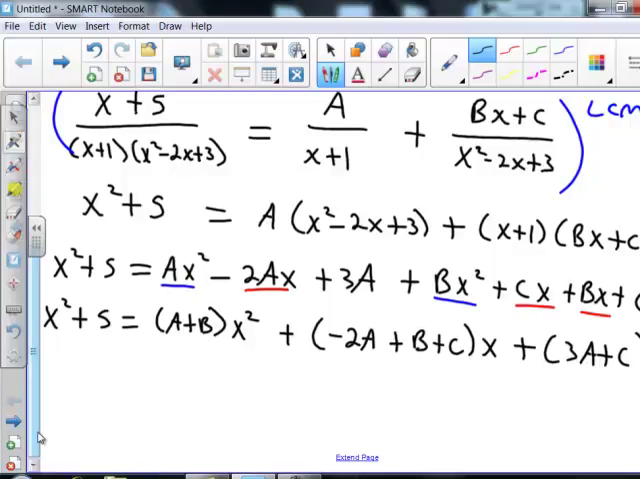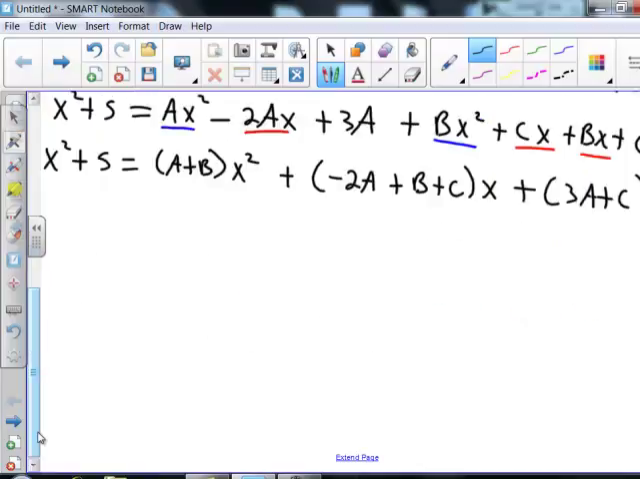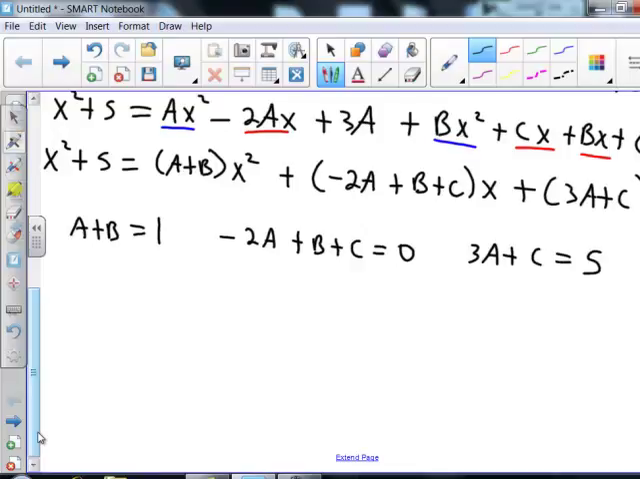Alright, so that tells me that a plus b has got to be equal to 1, because on the left-hand side the coefficient in front of x squared is 1. I have no x, so negative 2a plus b plus c has got to be equal to 0. And I know that 3a plus c has got to be equal to 5. Now, how you proceed from here is your choice. You can take any one of those and start rearranging. But I'm going to do this: I'm going to say that b is 1 minus a.